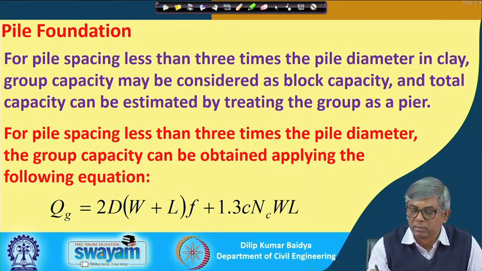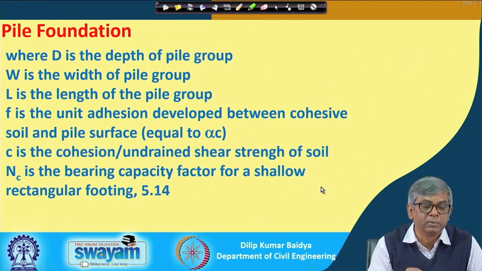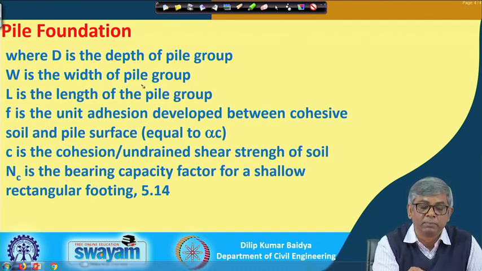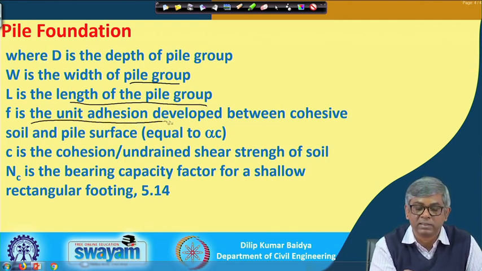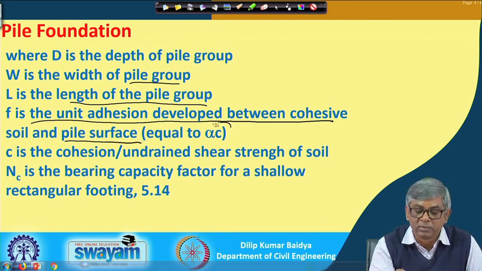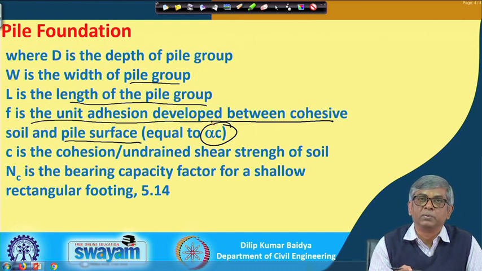And whatever terms I have used, these are explained here. D is the depth of the pile, W is the width of the pile group, and L is the length of the pile group. F is the unit adhesion developed between cohesive soil and the pile surface, which will be equal to alpha times C. Same principle whatever we have used for capacity calculation for single pile.